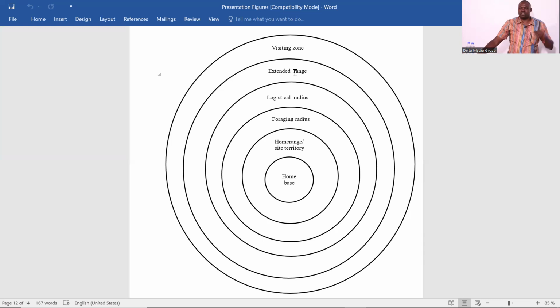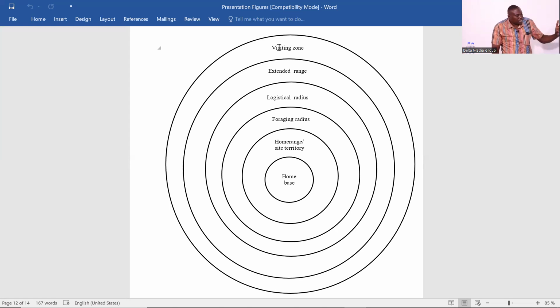Finally, the visiting zone. This is a place which is outer. It belongs to relatives. It belongs to other groups. So it's an overlapping territory. And parties from the home base will only come here to exploit these resources at the invitation of the hosts. And therefore, they'll set camps here, because it will require that they take quite a number of days here. They set camps and exploit resources of the host communities.